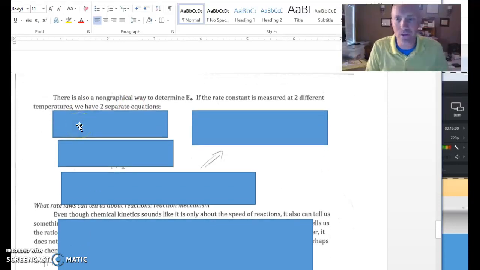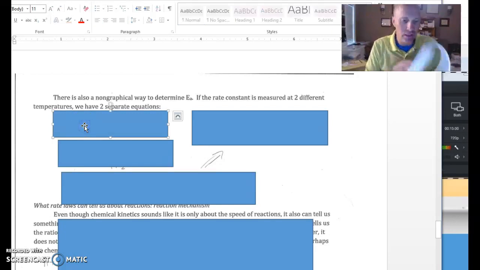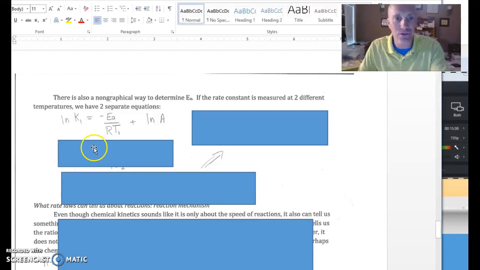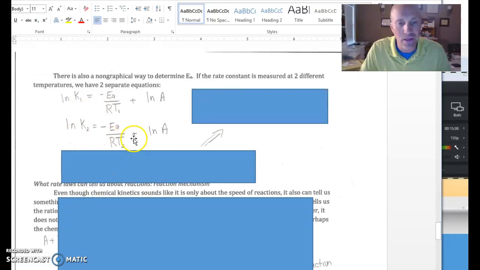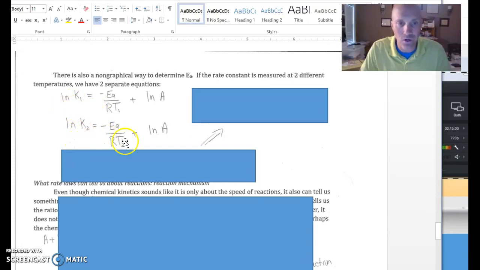There is a way that we can do this non-graphically. All right, and that is to simply say that we're going to measure K at two different temperatures. All right, so if we measure K at two different temperatures, we're going to have two different Ks, and we're going to have two different temperatures. All right, and what we can do is subtract one equation from the other.